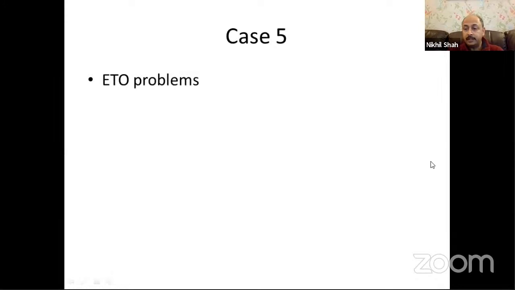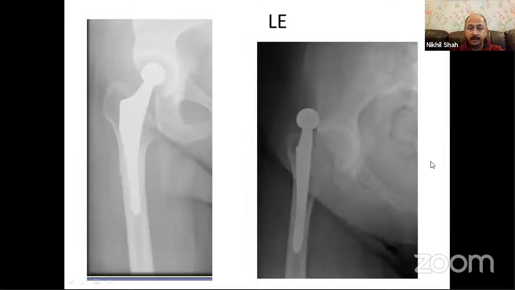So, problems with an ETO. A lot of surgeons favor an ETO to take cement out or to take out uncemented stems. And I think in the past conclave meetings also, I have made this point. As far as possible, I will try and avoid doing an ETO. And I've got a collection of cases with problems related to an ETO. It is not at all a benign operation. It has a significant complication rate.